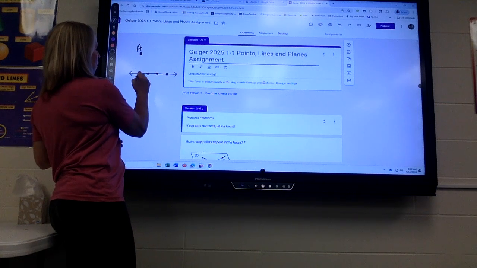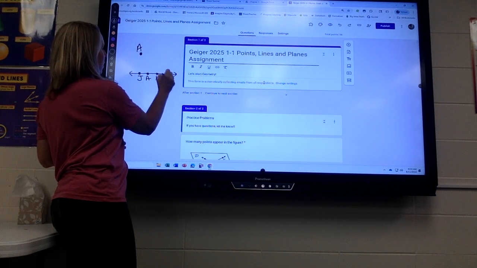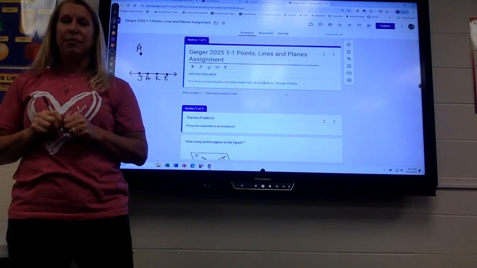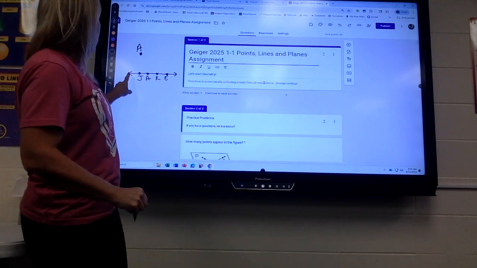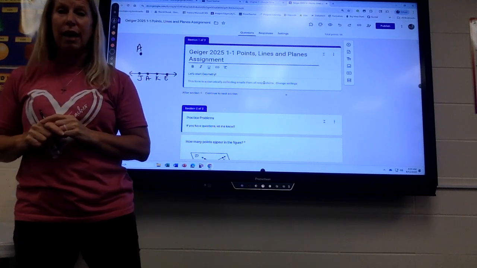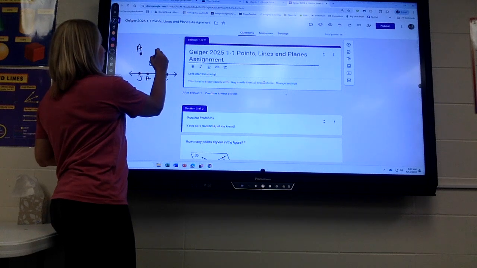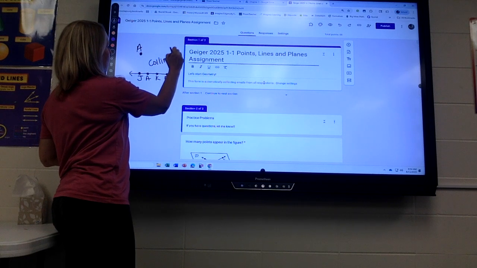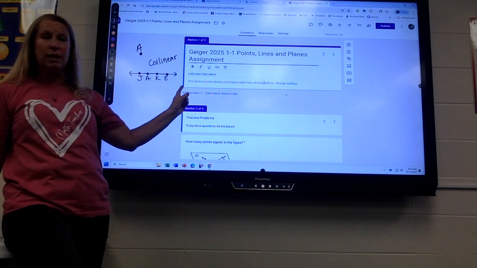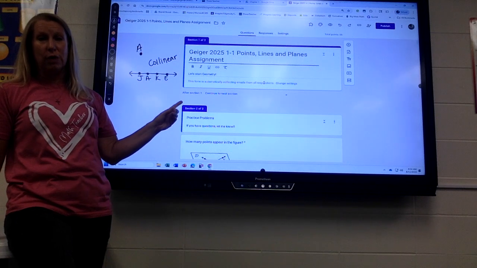My son's name is Jake, so I'm going to label these points Jake. So if points are on the same line, they're called collinear points. So points on the same line are collinear.